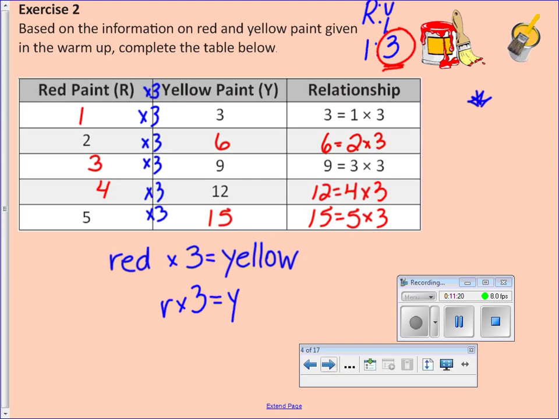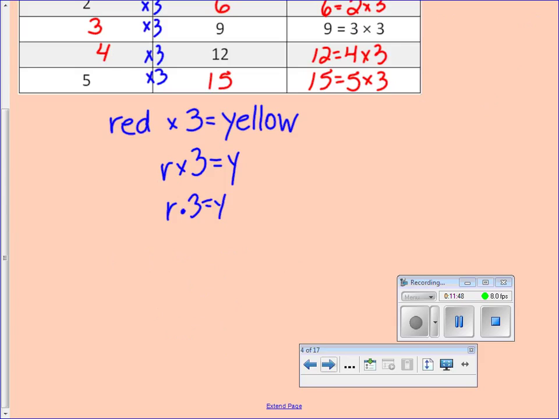What can I use? I could use a dot. We talked about that. R dot 3 equals Y. Because multiplication is very special. Multiplication, you can use the X. You can use the dot. Did you know that you can even use parentheses? That even parentheses means multiplication? I know, it's true. But this is so extra special.